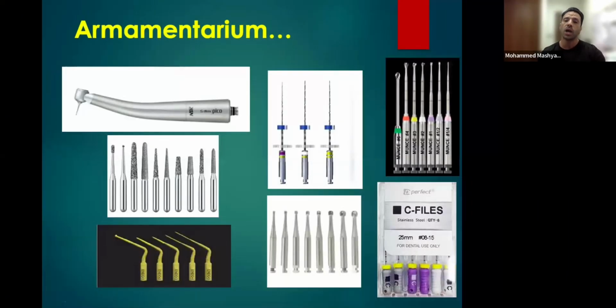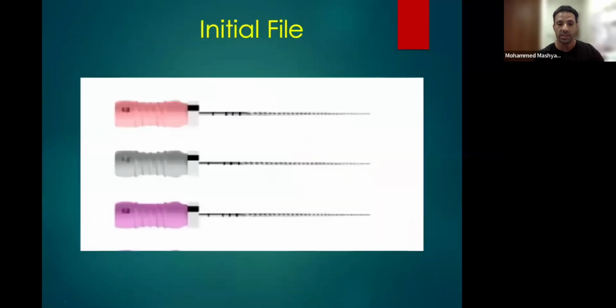What else do we have? You have to have a good armamentarium. Like this handpiece, it is not a regular handpiece. This handpiece is like a mini handpiece. For those patients who have very limited mouth opening, this handpiece can be of help. So you can reach tooth number 6 or 7 easily. We have to have different kinds of burs, slow speed burs of different sizes, ultrasonic tips, and some C files, especially for calcified canals. Without having all of these around you, it's going to be really difficult to manage difficult cases.